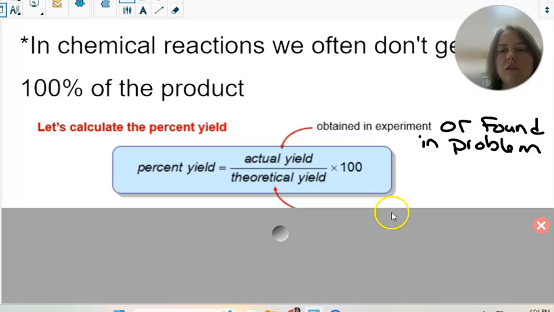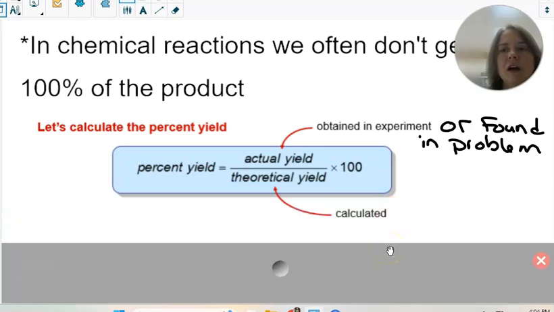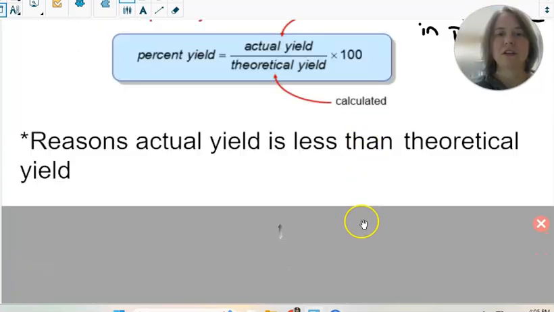Let's write down some notes to help us remember. The actual yield is found in the experiment, and if it's in the book and a problem that you're given, it will often be found in the problem. The theoretical yield is calculated. Now that's going to be a mass-to-mass problem, which you already know how to do. So let's look at how to do this.